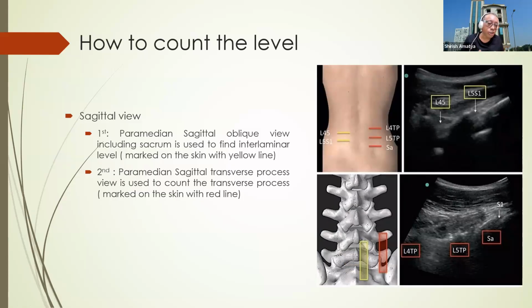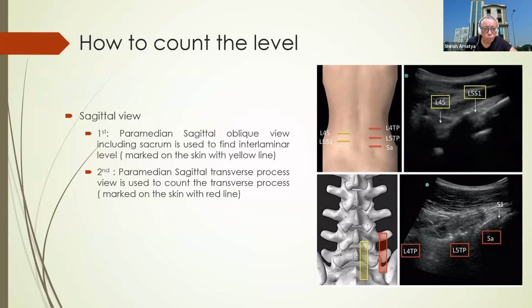But sometimes if there is any sacralization or lumbarization of the lumbar spine, this can be a bit more difficult, and in these conditions we have to go for a fluoroscope or X-ray to determine the level. So this counting can be wrong when there is lumbarization or sacralization of the lumbar vertebra.